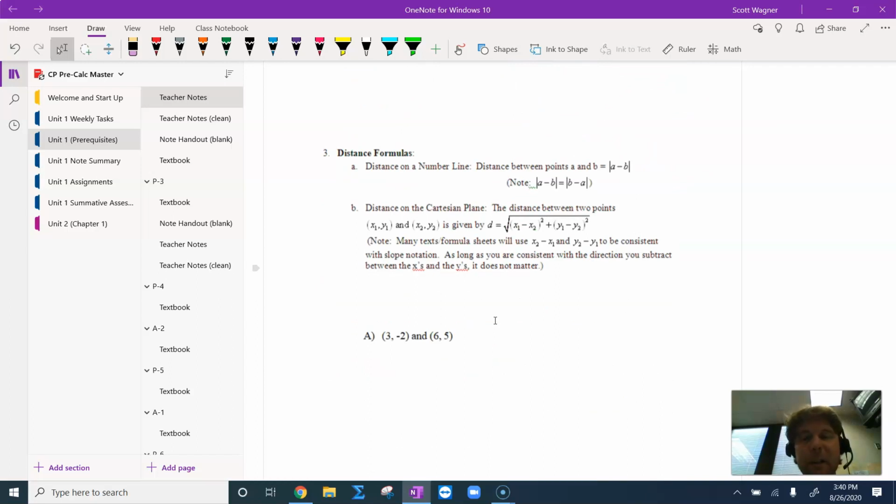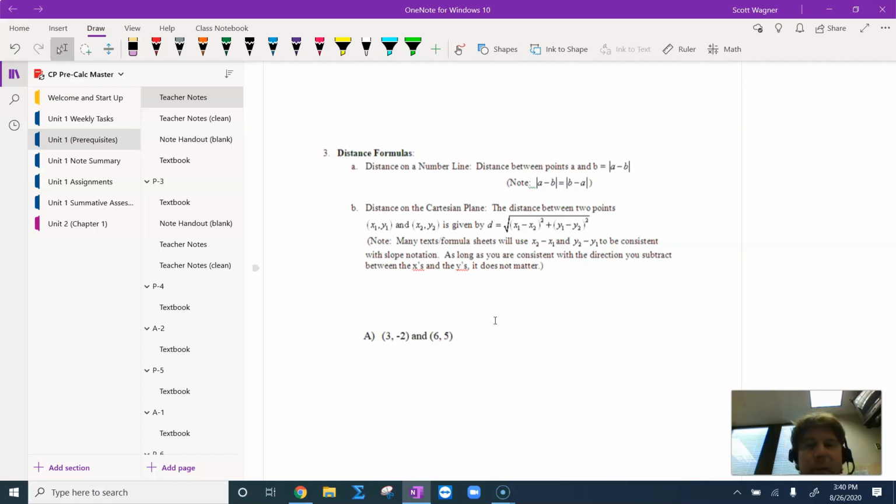Part 3 is the distance formula, the distance between 2 points. On a number line, it's pretty straightforward: subtract and make it positive. On a Cartesian plane, the distance between 2 points is a little bit harder. This is a variation of the Pythagorean theorem, if you remember that from your days in geometry.